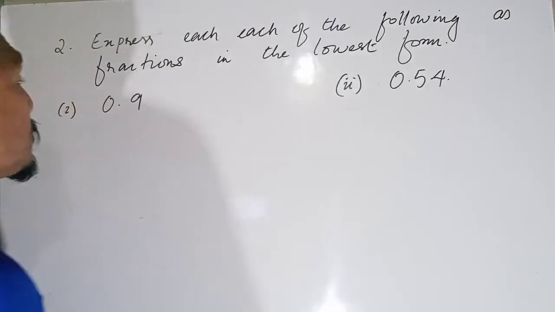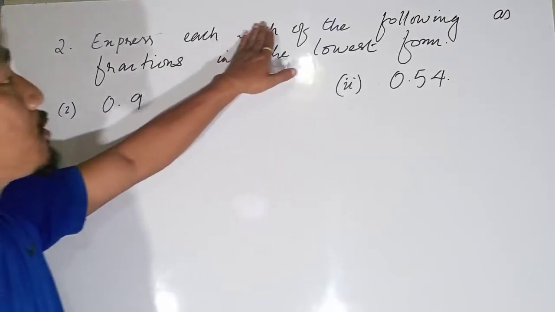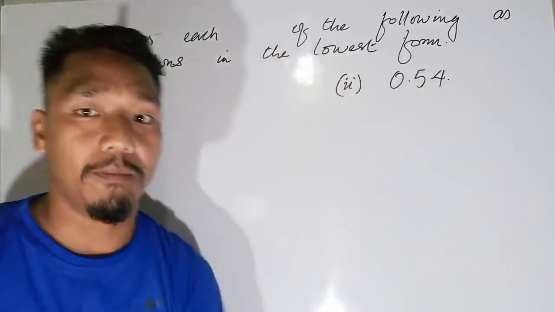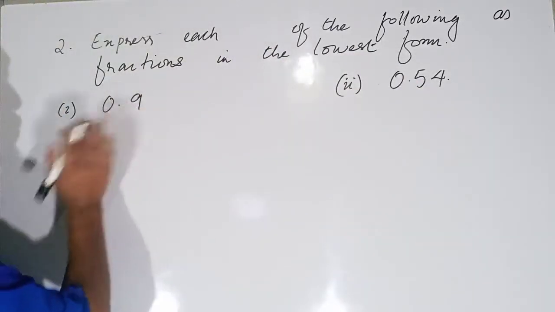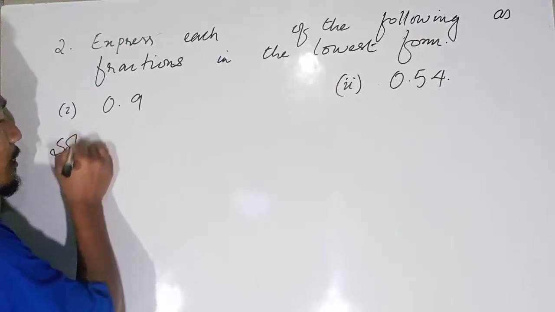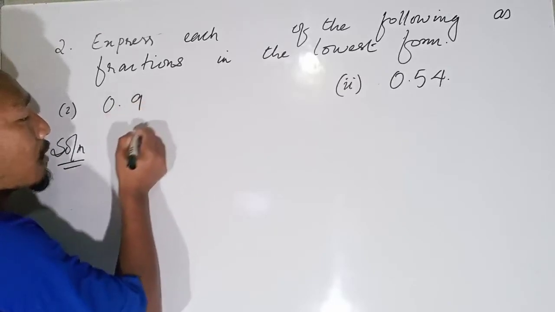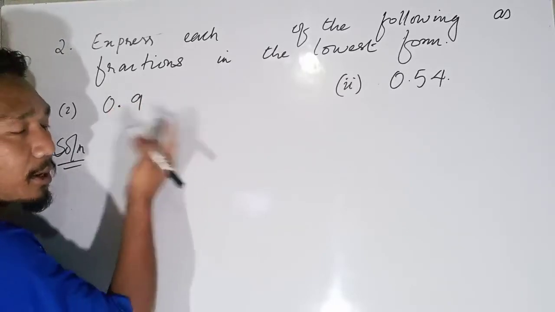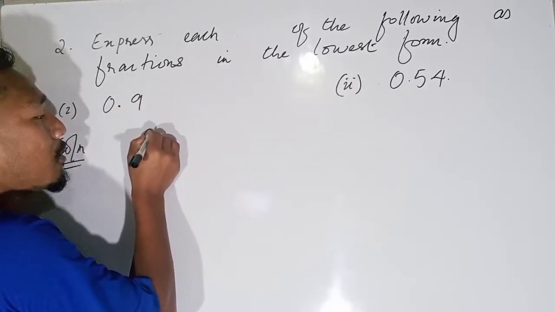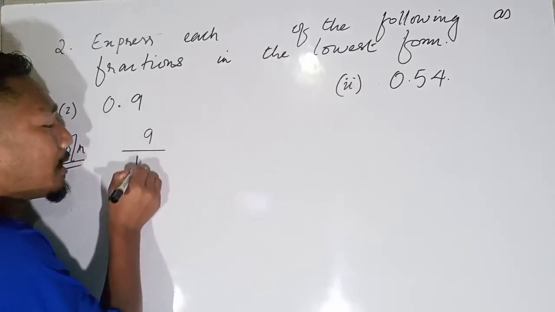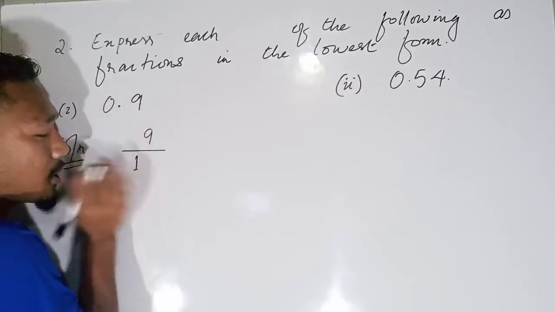So here we will go to question number 2. Express each of the following as a fraction in the lowest form. Okay, so here our first question is 0.9. So we try to solve this one. In order to convert this, after the point how many numbers do we have? Only one number. So write it as that number.